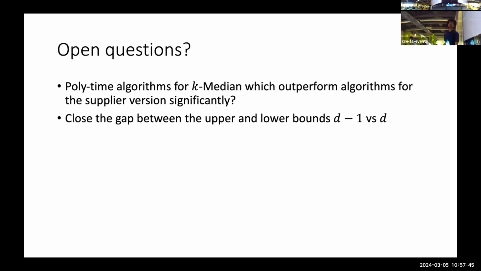Okay, open questions, of course. Can you get polynomial time algorithms for k-median which will significantly outperform the supplier version? So that's one question. And the second question is, can you close the gap between the upper and lower bounds? And also, like Anupam said, can you make sure that the lower bound works for the parameterized setting, or the upper bound actually works for polynomial times? So, yeah, that's it.